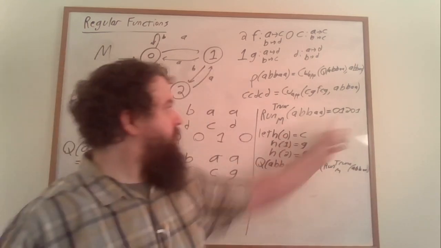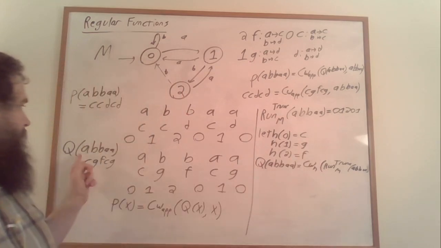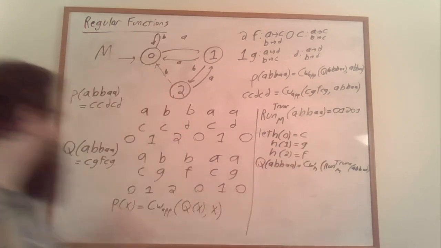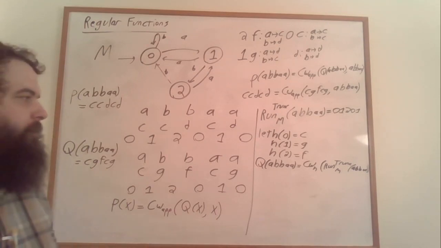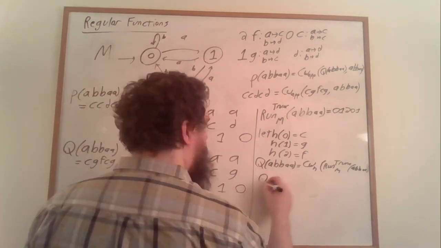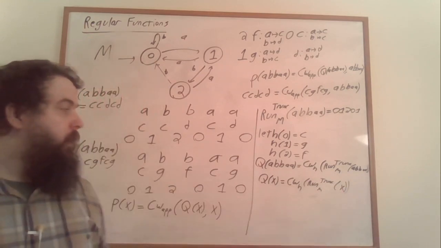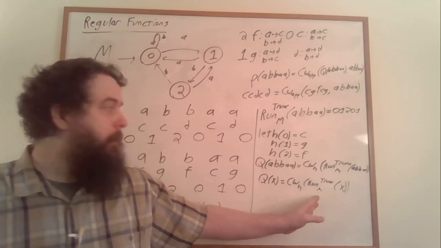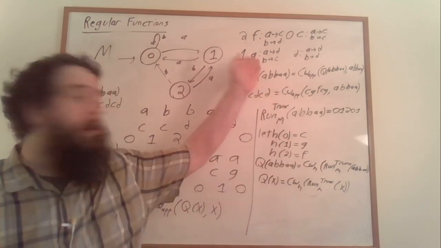Right? We apply H to the first character and we get a C, which is the first character of Q of ABBAA. We apply H to the second character, we get a G, we get the second character here, and so on and so forth. And there's nothing special about this particular input. We have in general that for any input word X, we can calculate Q of X just by computing the run map for M, the truncated run map on X, and then character-wise applying our lookup table.